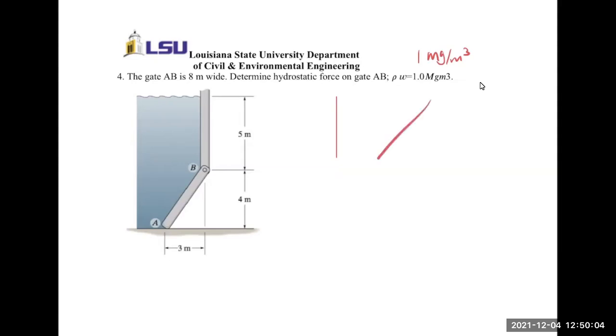Okay, so for this kind of problem, since this plate right here is not directly vertical or directly at an angle, but it's connecting the both, meaning that there will be two hydrostatic forces on the plate AB. The first one would be a rectangular load, and the other one would be a triangular load.